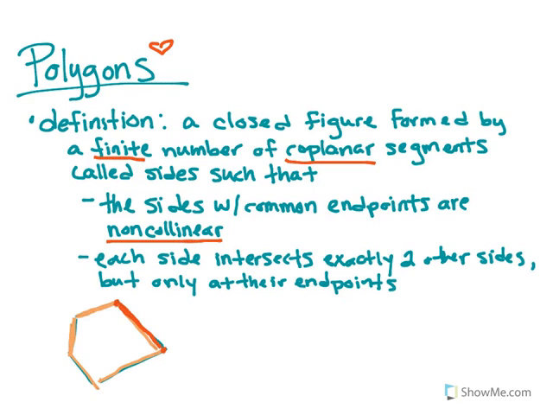The other part of polygons that we have to make sure that we understand is that each intersection of sides, like right here, or right here, or here, or here, or here, are called vertex points. These are vertices of the polygon. Just like triangles have vertices, so do polygons.